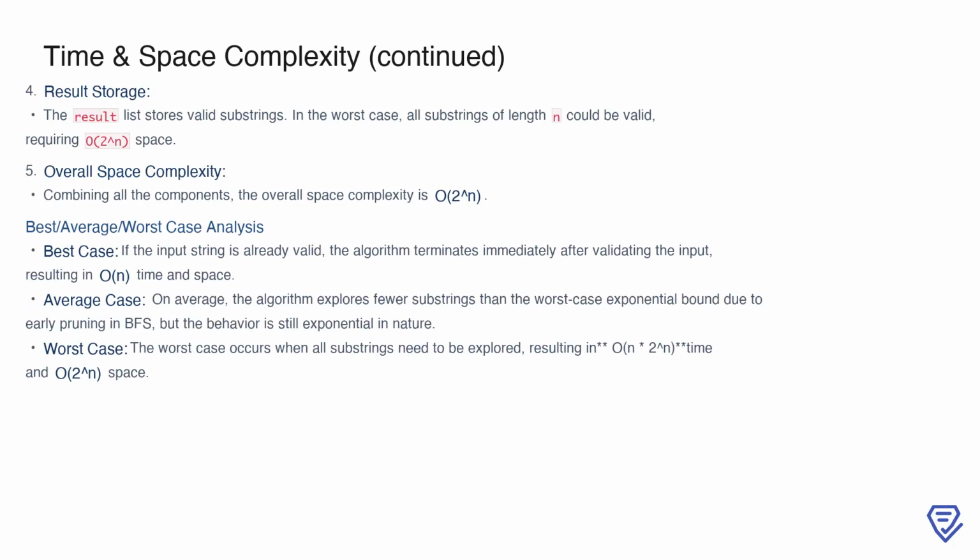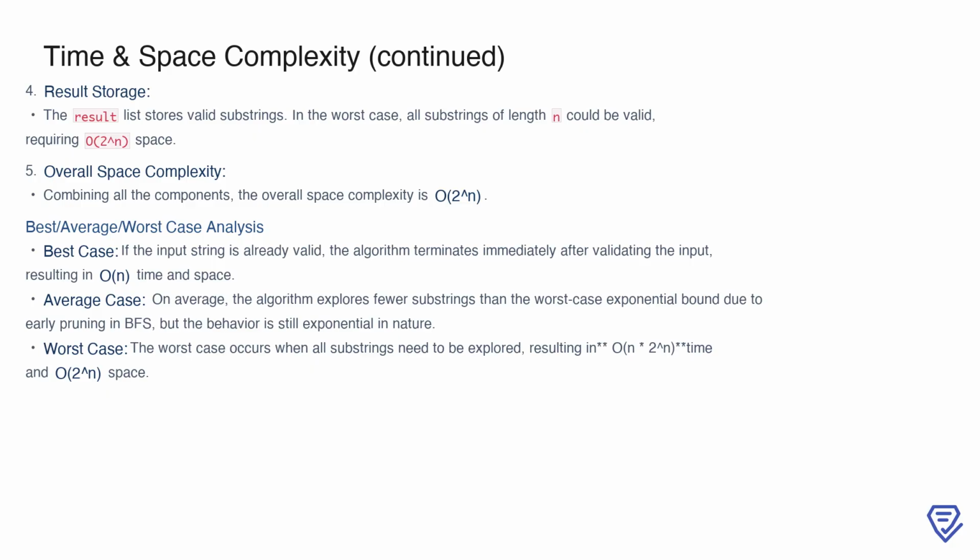Another component to consider in space complexity is the storage of the results. The result list accumulates valid substrings, and in the worst case, all 2 to the power of n substrings could be valid, requiring 2 to the power of n space. When we combine these factors, the queue, the visited set, and the result storage, the overall space complexity of the algorithm becomes 2 to the power of n.